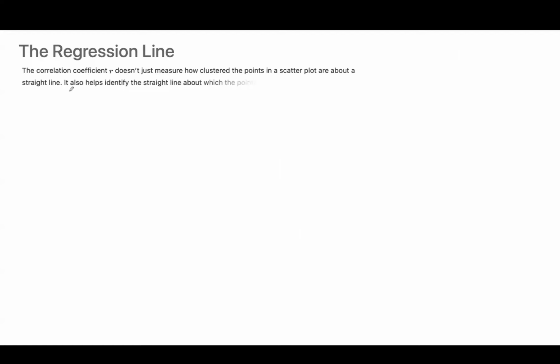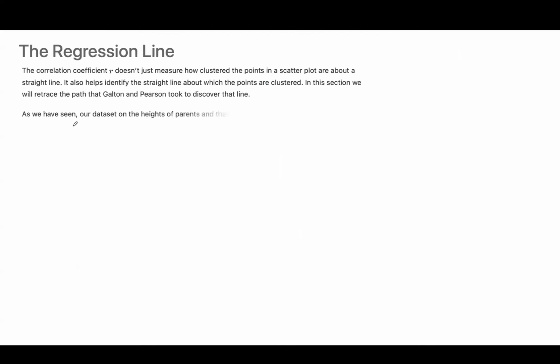Very good. We're ready to talk about the regression line. Remember that the correlation coefficient R doesn't just measure how clustered the points in a scatter plot are about a straight line. It also helps identify the straight line about which the points are clustered. In this section, we will retrace the path that Galton and Pearson took to discover that line.